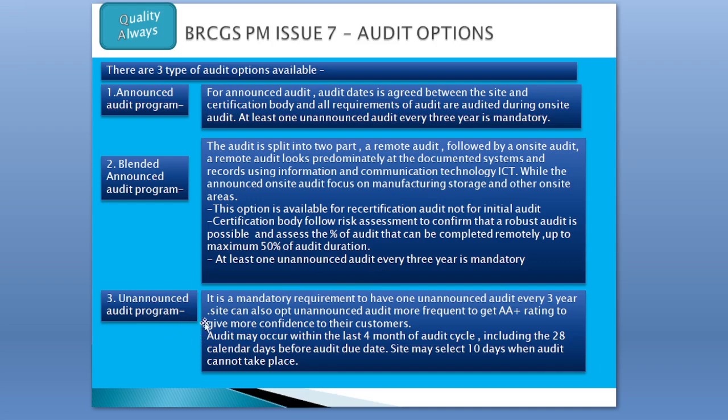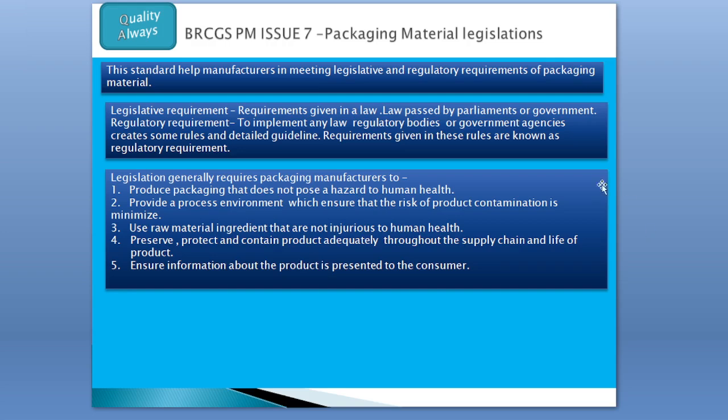Unannounced audit program: it is a mandatory requirement to have one unannounced audit every 3 years. A site can also opt for the unannounced audit more frequently to get an A plus rating, to give more confidence to their customers. The audit may occur within 4 months of the audit cycle, including the 28 calendar days before the audit due date. The site may select 10 days when the audit cannot take place. So these are the three different types of audit.